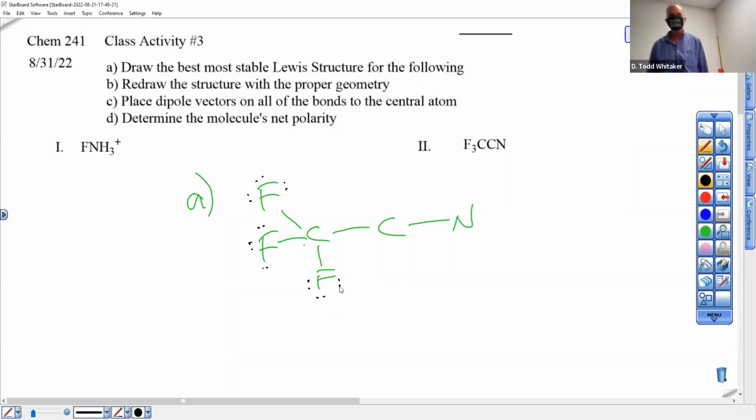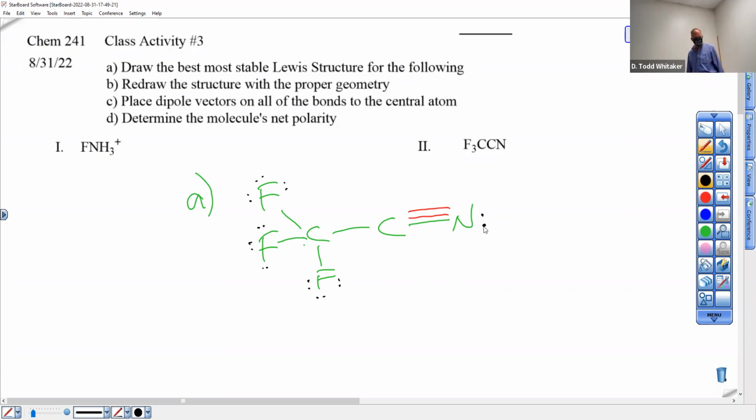How do you fill the octets for the carbon? Pi bonds. Don't go to the left because the carbon to the left has an octet. You've got to go to the right, and you need 2 pi bonds, don't you? What's nitrogen's nature? We're almost finished with it. How many bonds? 3, and how many lone pairs? 1. We need the lone pair. Done. That's part A.